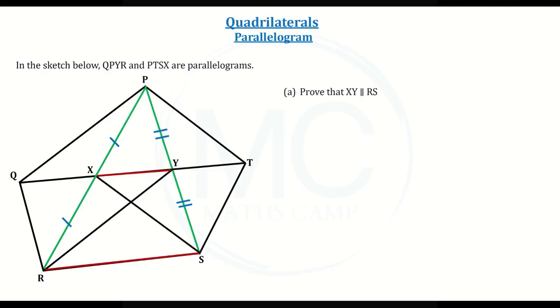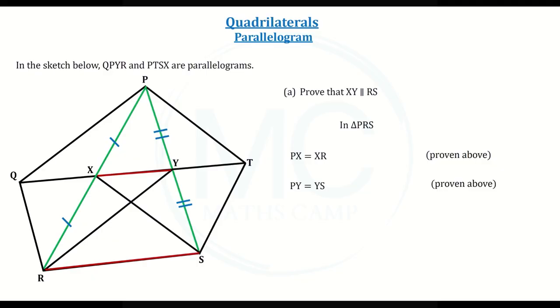So let's say in triangle PRS, we know that PX is equal to XR. We have already proven this. We don't need to prove it again. So as our reason, we simply say proven above. We also know that PY is equal to YS. And again, as our reason, we say proven above.